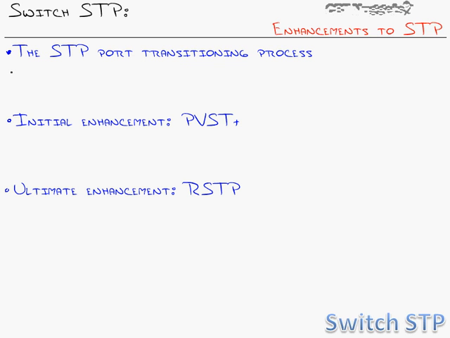We'll then look at the initial enhancements to spanning tree that Cisco introduced, which is a per VLAN spanning tree instance. That was the initial one that was introduced quite a few years back, to allow spanning tree to optimize your network. We'll then look at the newest and ultimate enhancement to spanning tree, which is known as the rapid spanning tree protocol, allowing your network to converge much faster.